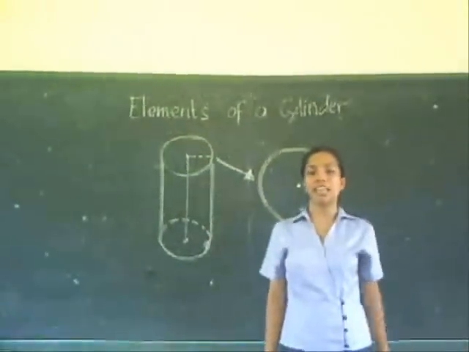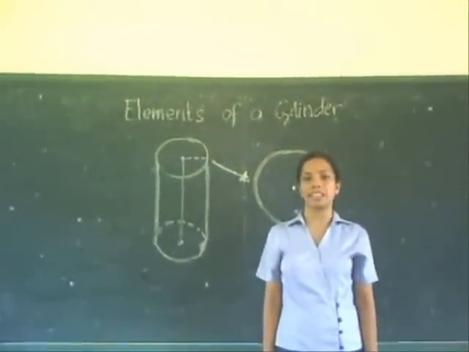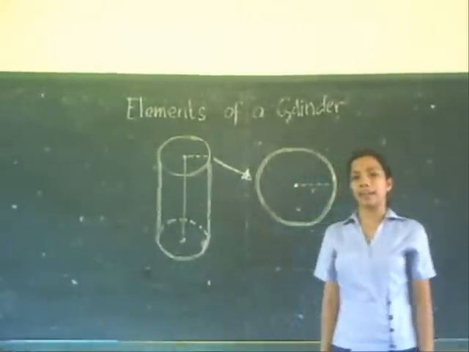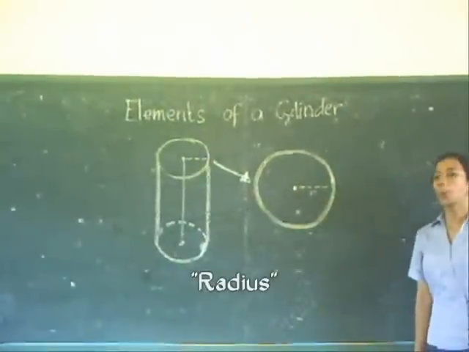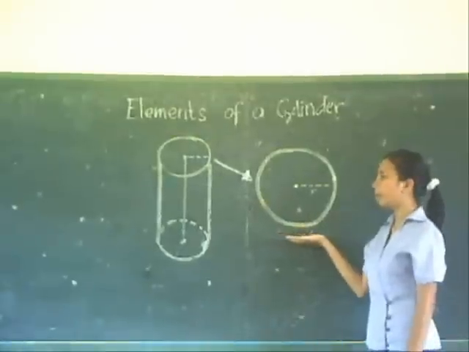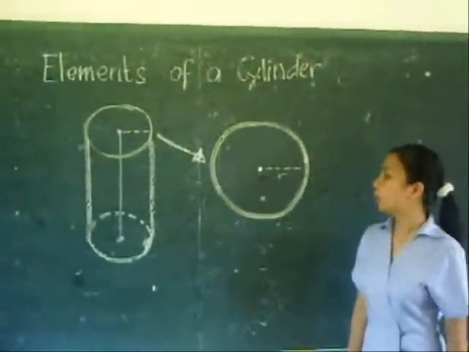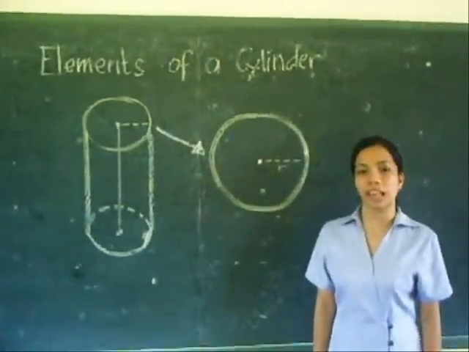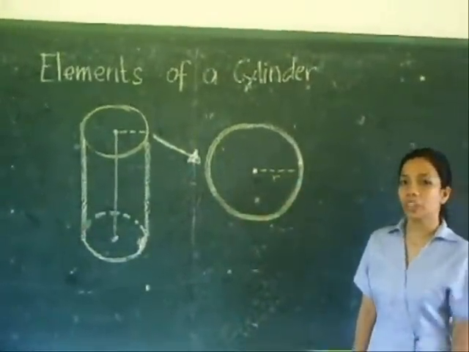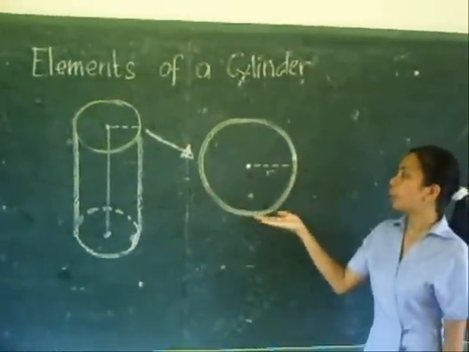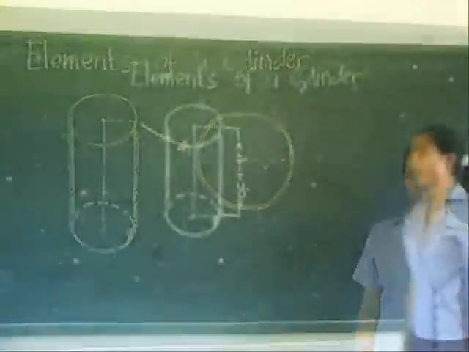Now, let us discuss the elements of the right circular cylinder. The first element of the right circular cylinder is the radius. We have here an enlarged base of a right circular cylinder. As you will notice, the radius is a line segment that runs from the center of the circle to any point on the curve of the circle.